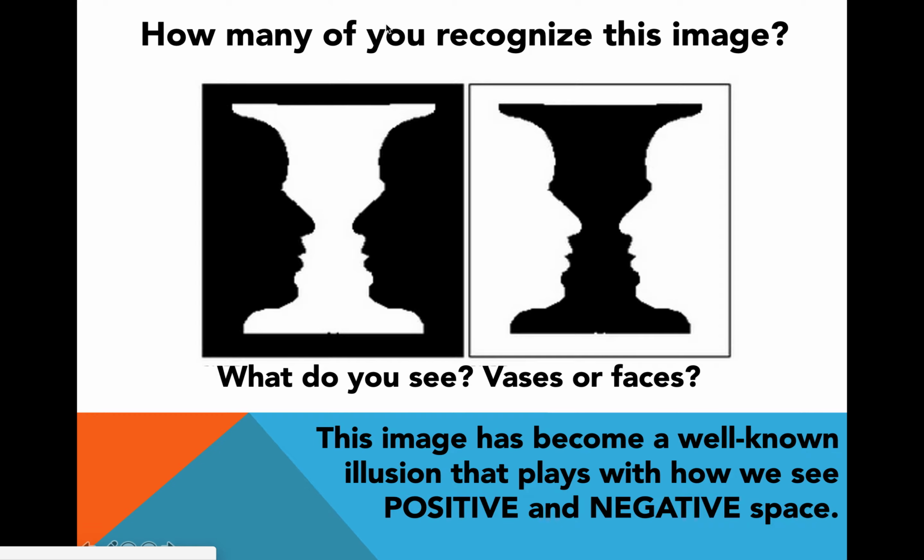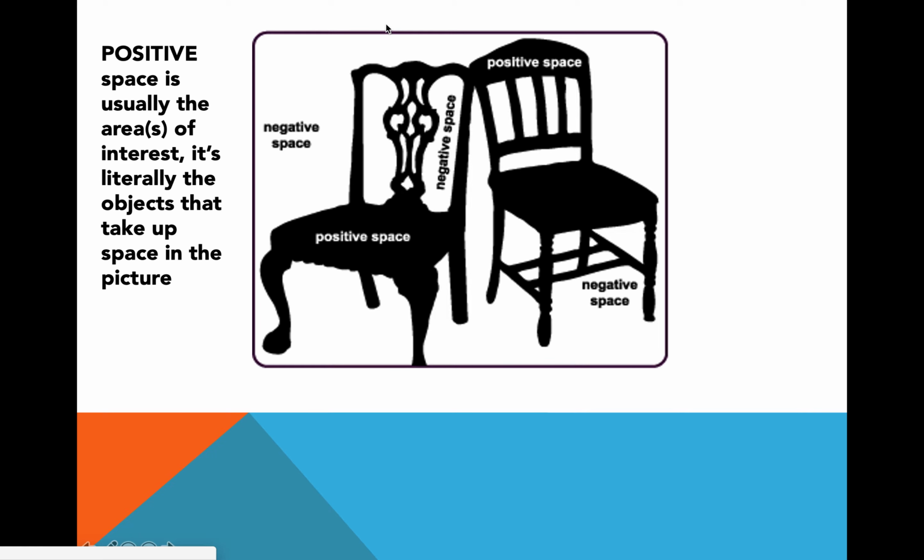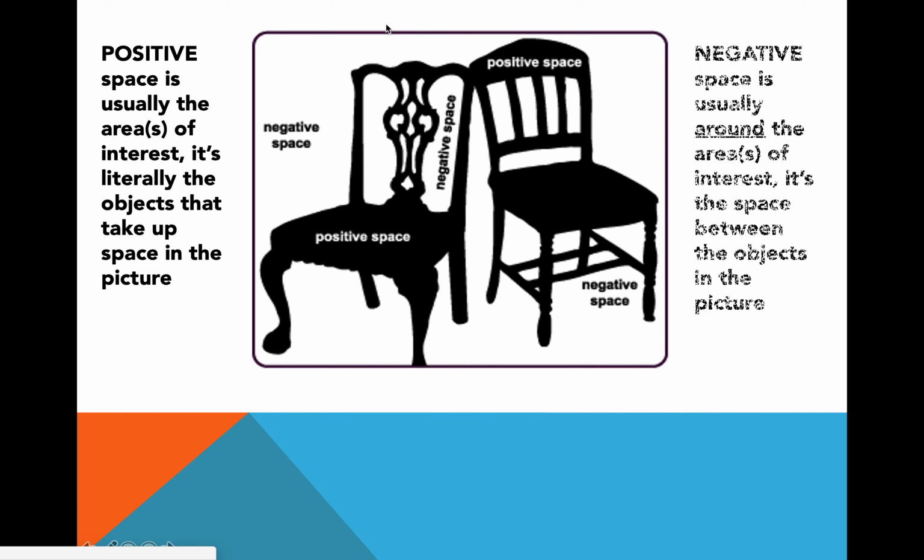This image has become a well-known illusion that plays with how we see positive and negative space. Positive space is usually the area of interest. It's literally the object that takes up space in the picture. Negative space is usually around the area of interest. It's the space between the objects in the picture.